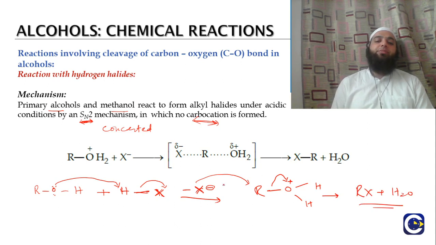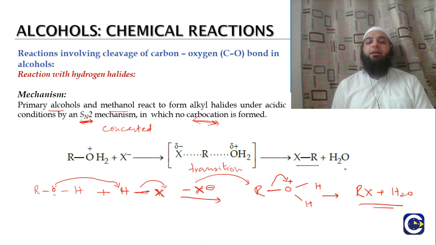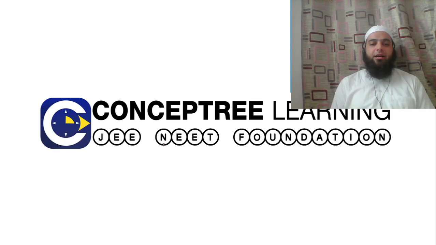So this is a simple reaction mechanism. It's just concerted. This bracketed structure here is the transition state in the reaction. This is the transition state, not the intermediate. It's a very short-lived state, which represents that this bond is formed and this bond is broken simultaneously. As a result, we are getting the alkyl halide and water in the reaction. That's all about this particular reaction. In the upcoming video, we'll be discussing the other reactions of alcohol.